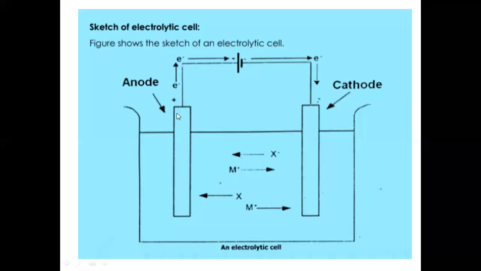These two electrodes are connected externally through an external circuit, that is through external wires, and the wires in turn are connected to a source of electrical energy, that is a battery. So the flow of electrons from anode towards the cathode will take place through this external circuit.